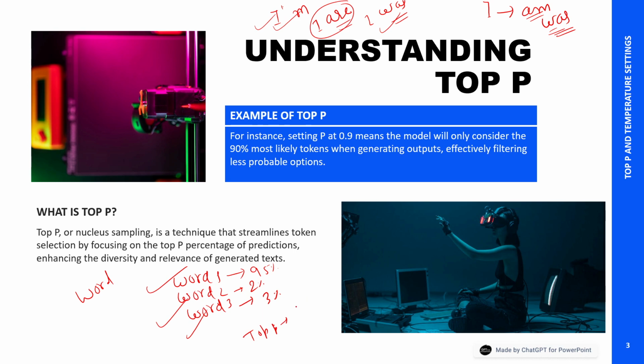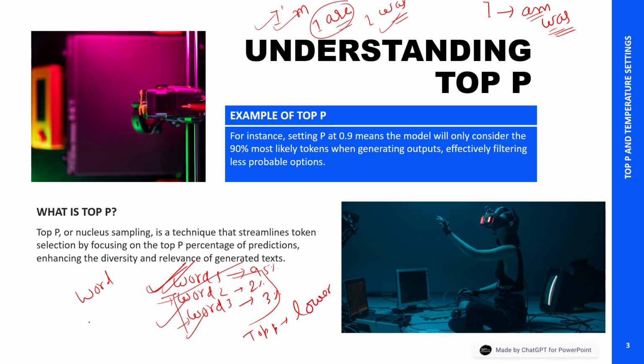A lower value means that while generating the next word, it will take only the top words. But the other words which had less probability when the model was trained, it will just remove all these words. It will not consider these words at all, right?